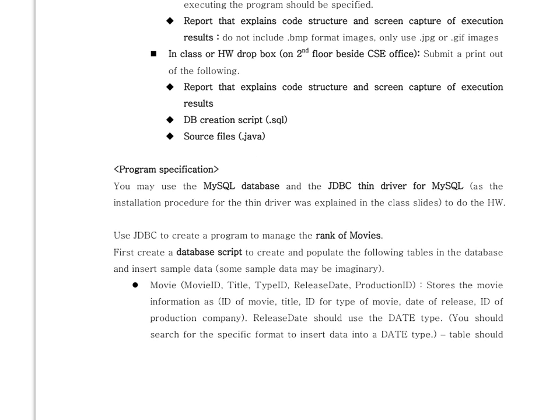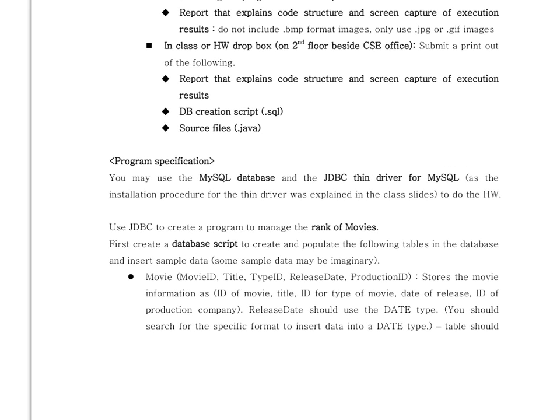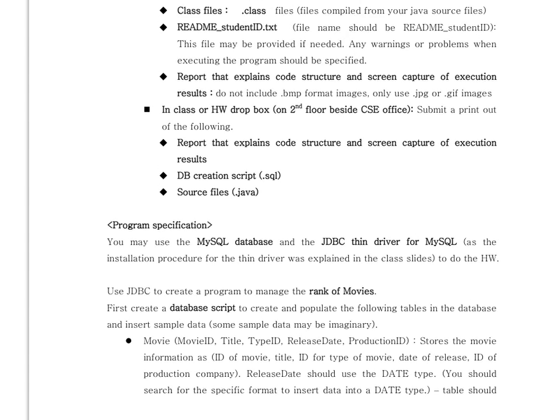Now let's go to the submission items that you need to submit in class. In the class, or on the second floor beside the CSE office, you can submit the printouts. So you'll have to submit the printout of your report, the database creation script, the .sql file, and then the Java source files. Okay. So those are the things that you need to submit.